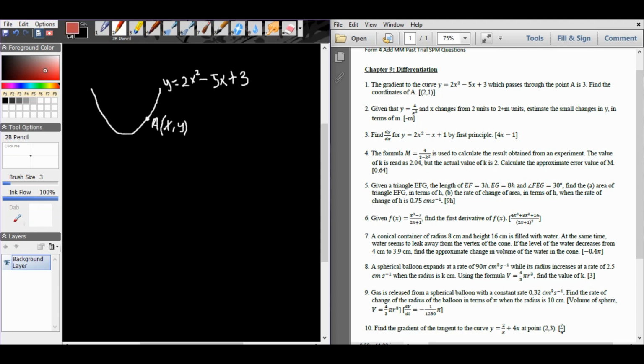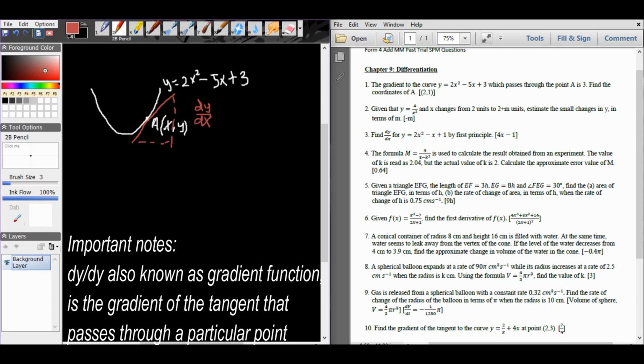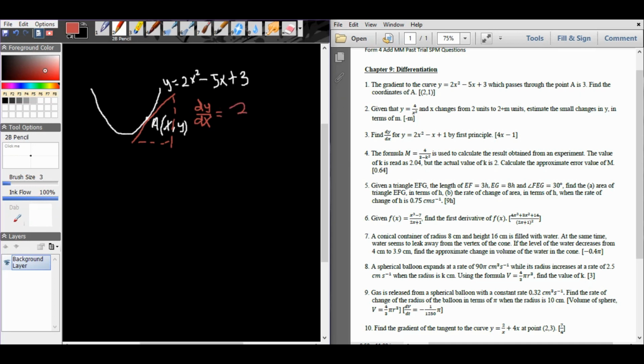At this point A, we will have a line of tangent. The gradient of this tangent will be dy dx. dy dx is the gradient of the tangent at this point A. Given from the question, the gradient is 3. So dy dx equals 3. Therefore, to find the value of x, we have to differentiate this.